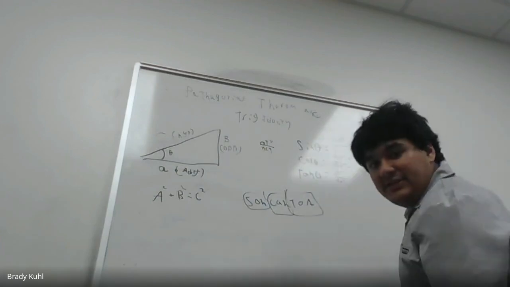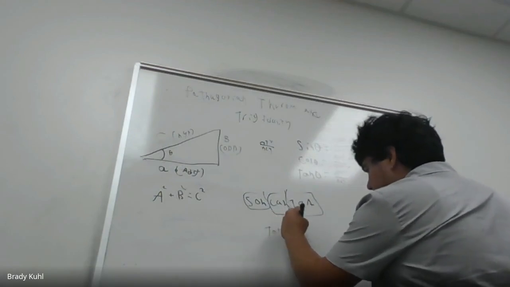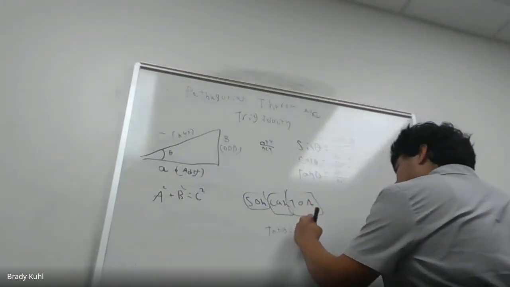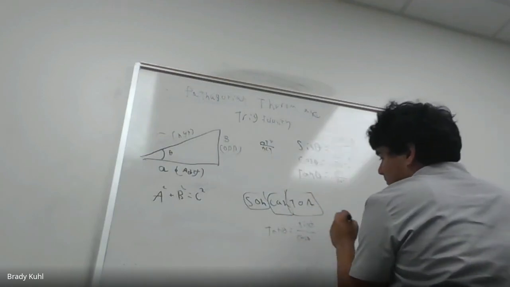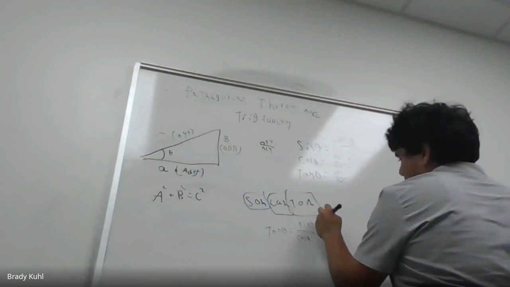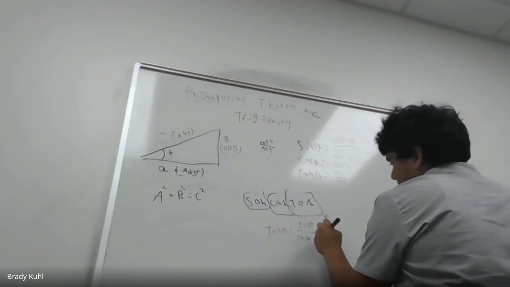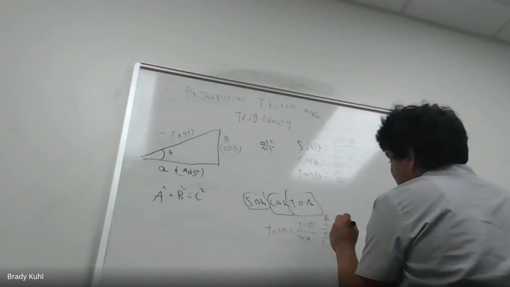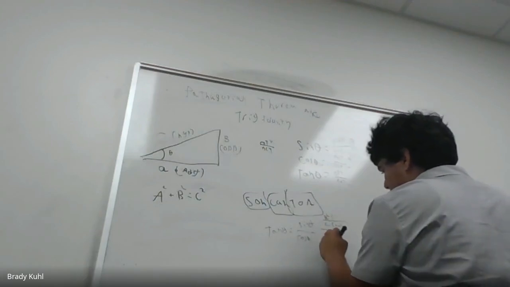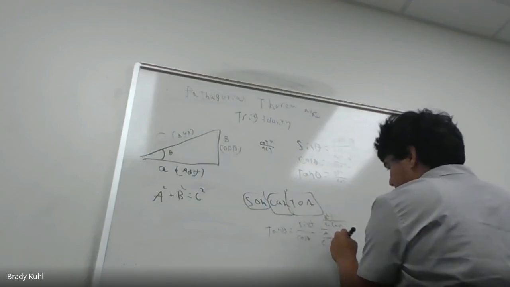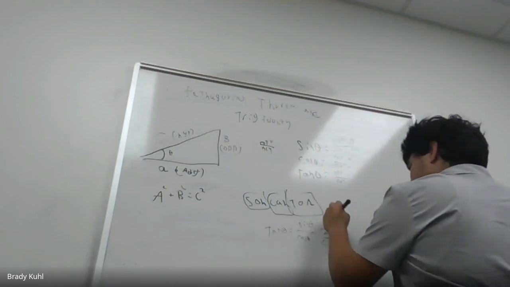In some cases, you're going to see tangent of theta equals sine of theta over cosine of theta. We know what sine theta equals: b over c, while cosine equals a over c. Or, if you want to be technical, opposite over hypotenuse, and adjacent over hypotenuse.